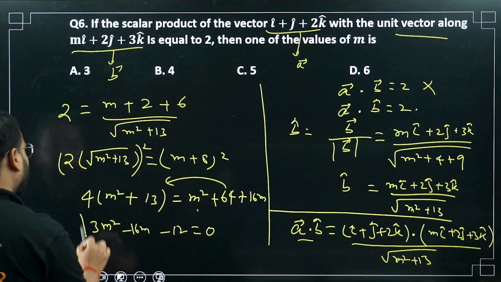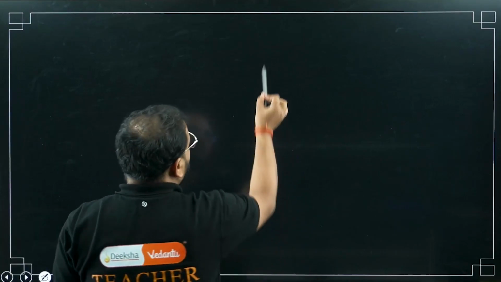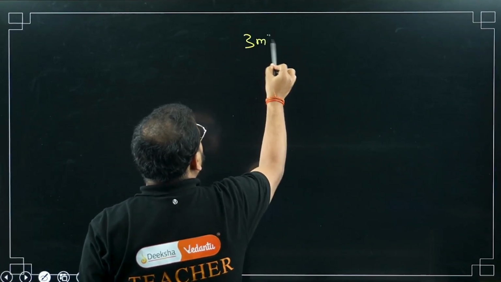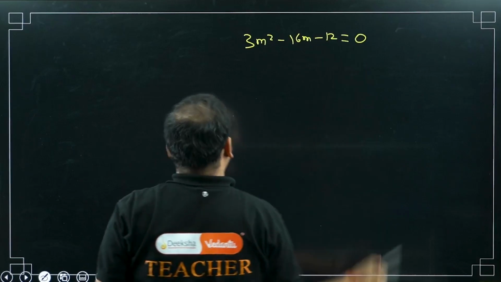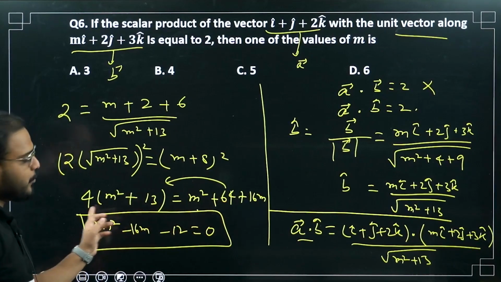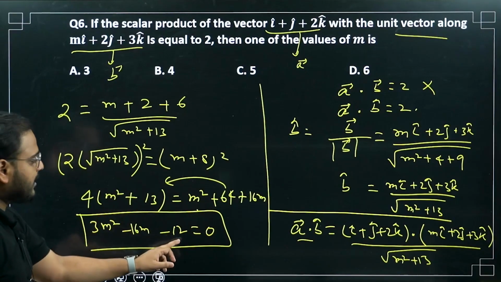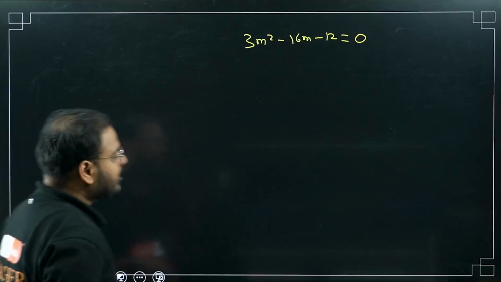Okay, I have to solve this to get the value of m. Please check. So what did I have? 3m square minus 16m minus 12 equals 0. I hope there is no doubt in this. 64 comes here, 13 times 4 is 52, so minus 12, and 16m will come here, becomes minus 16m. No problem. Okay, very simple.